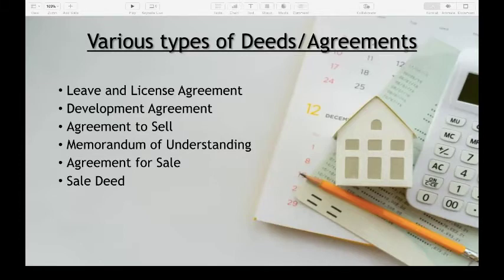Now, moving ahead, several transactions affect immovable property in the form of lease, sale, mortgage, partition, etc. What do we mean by the various types of agreements or deeds related to immovable property? They can be classified as the leave and license agreement.